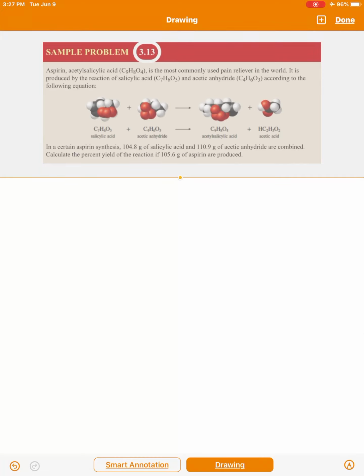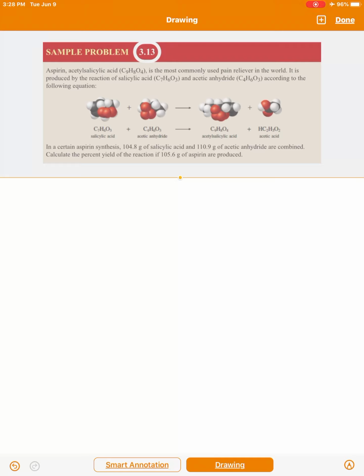Okay, sample problem 313. Aspirin, which is acetyl salicylic acid, has a chemical formula C9H8O4, and is the most commonly used pain reliever in the world. It is produced by the reaction of salicylic acid, C7H6O3, and acetic anhydride, C4H6O3, according to the following equation.